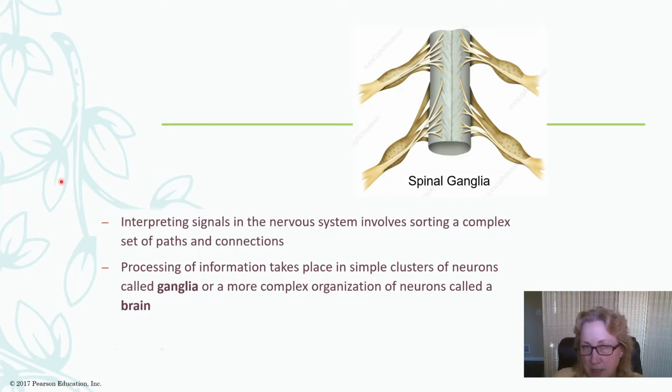Signals from the sensory inputs have to be interpreted, and then motor responses come out of the central nervous system. And there are two places where sensory signals and motor signals can be integrated. One is, of course, the central nervous system, but the other is also ganglia, or a group of neurons.